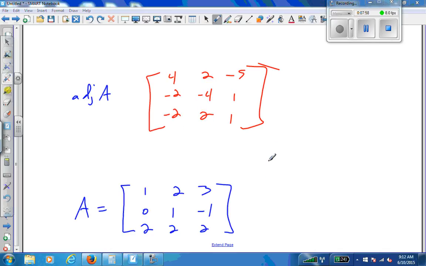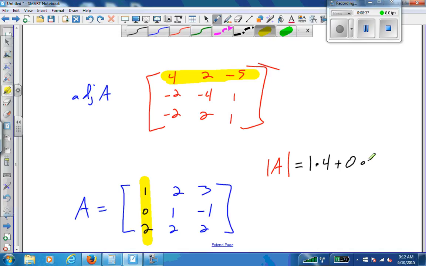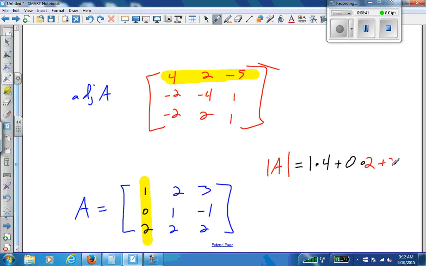So if we want the determinant of A, let's go down the first column. Then it's going to be 1 times the corresponding cofactor, which is 4, plus 0 times the corresponding cofactor. And keep in mind, the cofactors that go with the first column, once they were transposed for the adjoint, are now on the first row. So times 2, plus 2 times negative 5. So the determinant of A is 4 plus 0 minus 10, or minus 6.